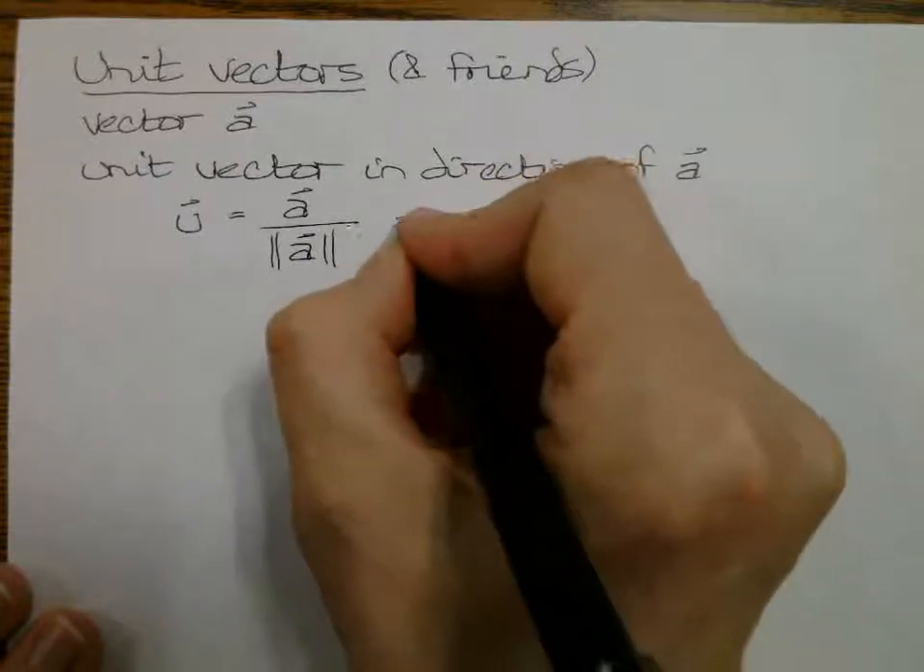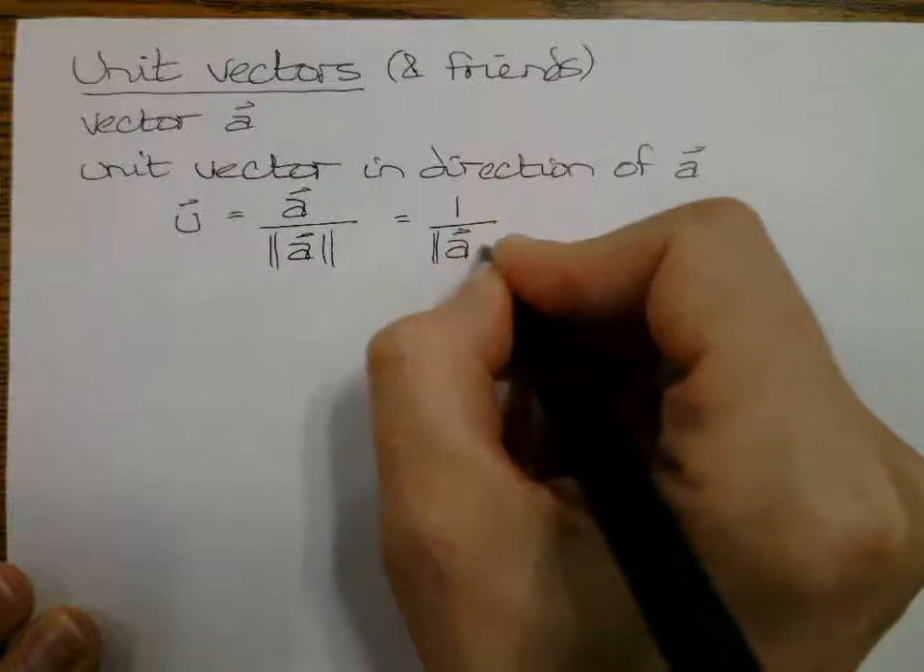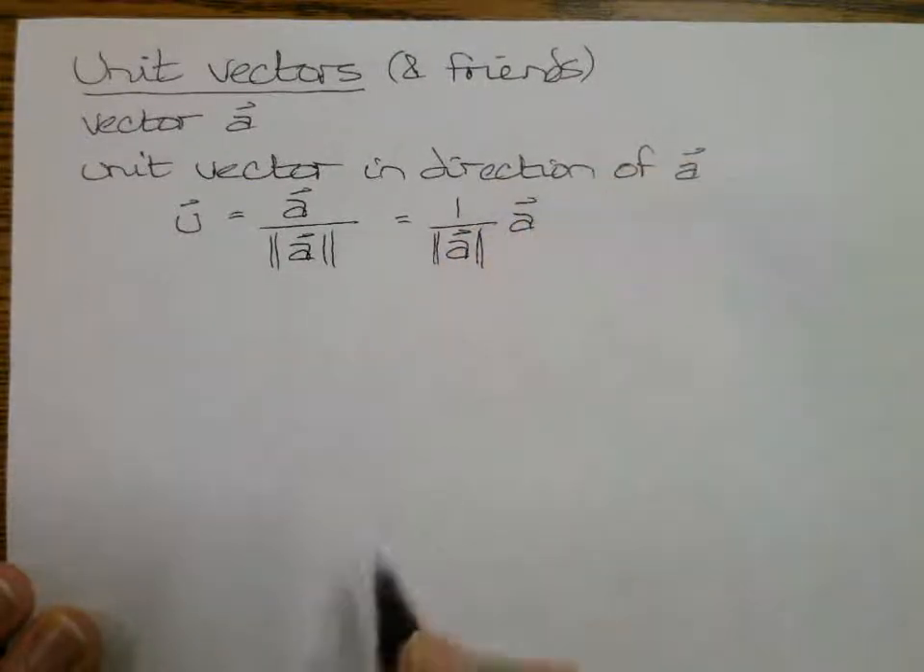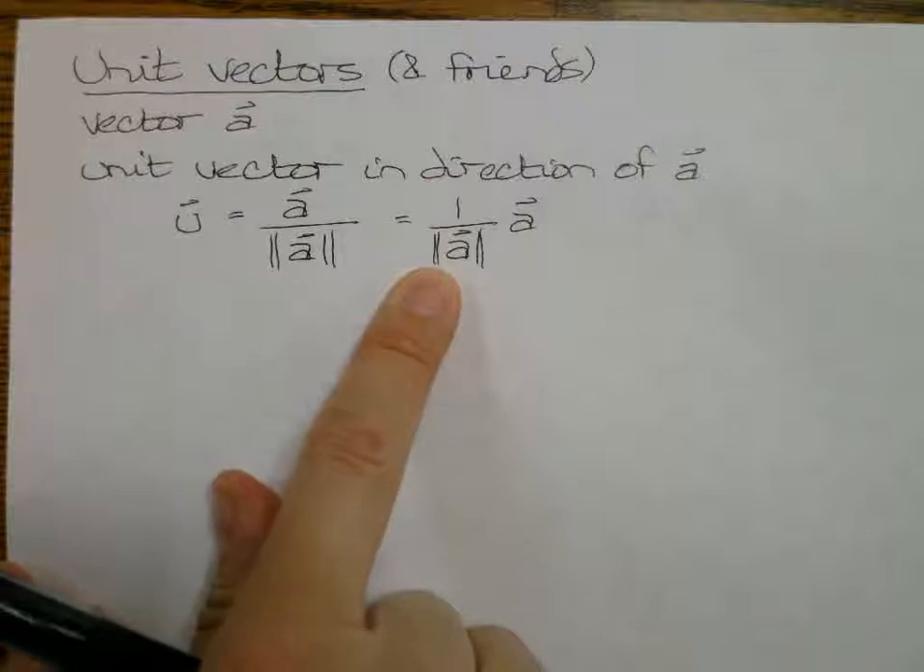We could also write that as 1 over the magnitude times the original vector. So notice that a unit vector in the direction of A is a scalar multiple of A, 1 over the magnitude. That's a scalar.